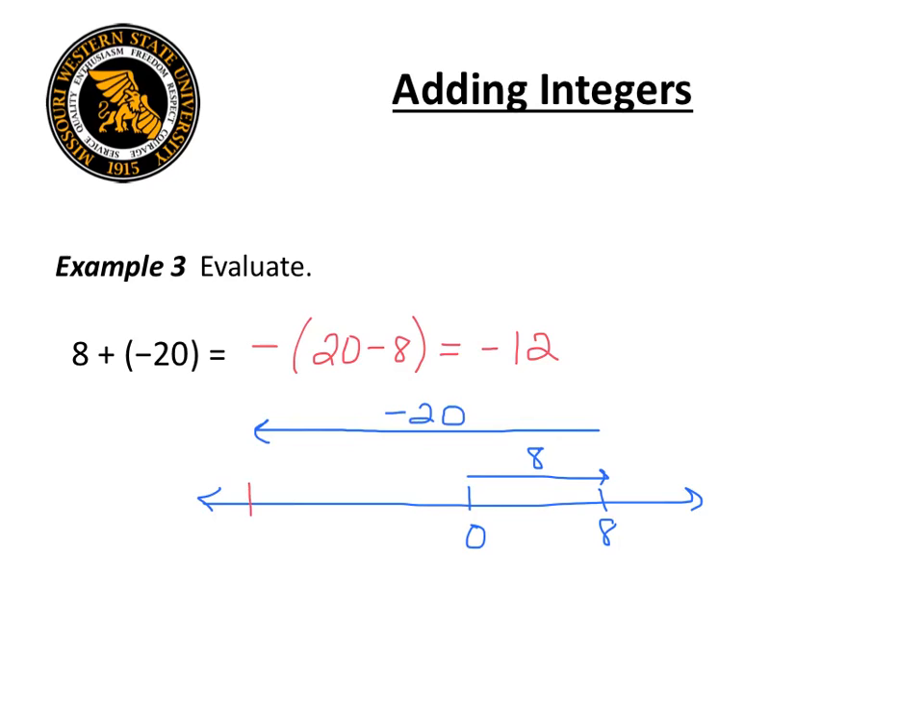Our final location determines our answer. Since we are now to the left of 0, that tells us that our answer will be negative, which is as we would expect. And the distance from 0 at our new location is determined by taking 20 minus 8, giving us 12. So we ended up 12 units to the left of 0 at negative 12.